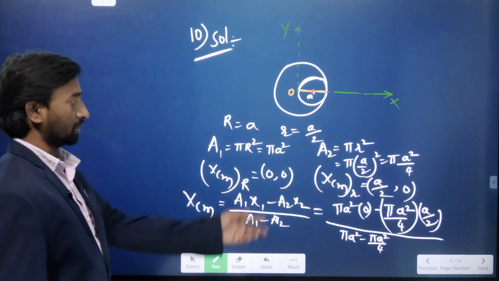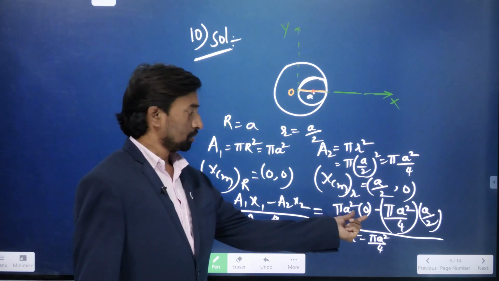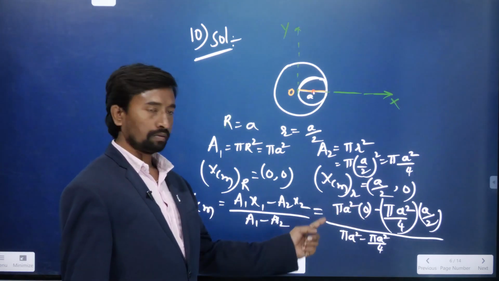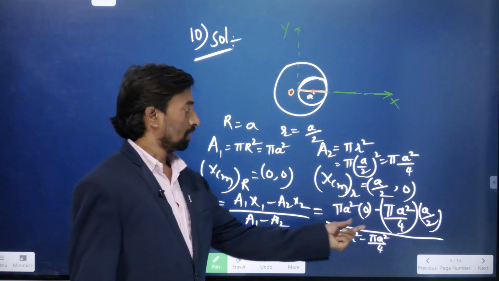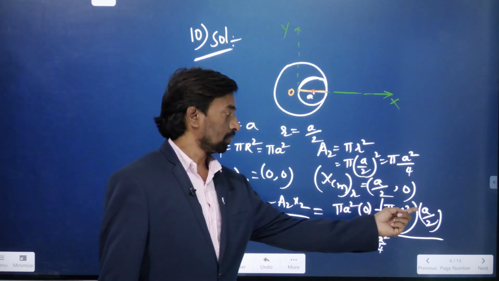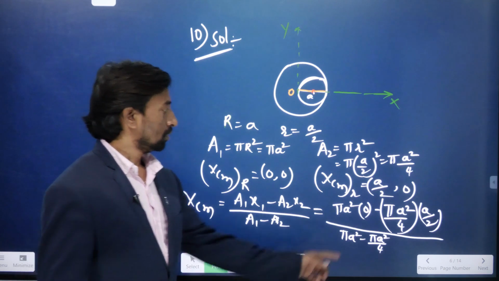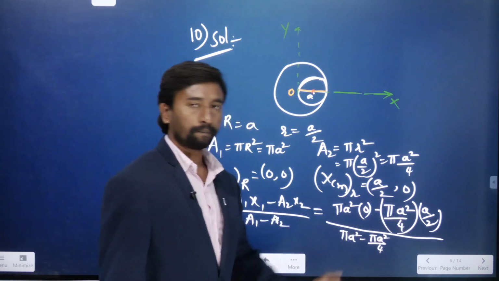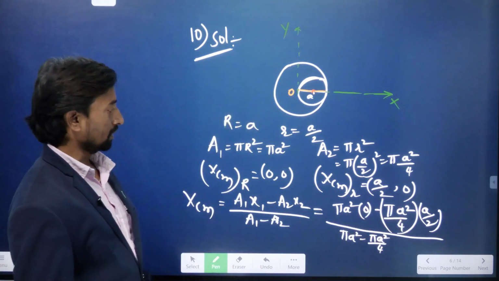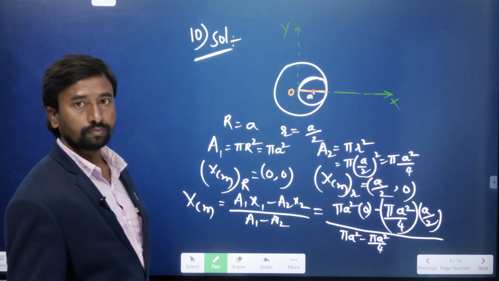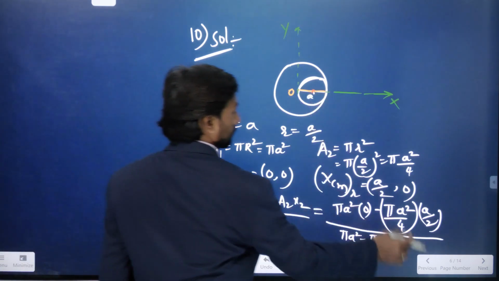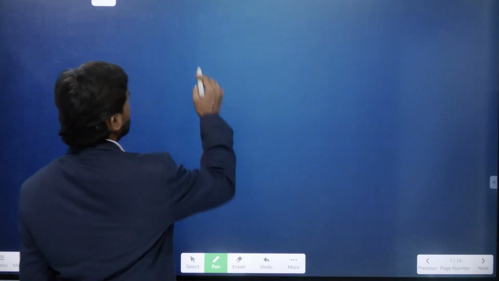So we have to simplify that equation. So pi into 0, this value will become 0. And pi into a square by 4 into a by 2, that we have to simplify. We will see in the next one.